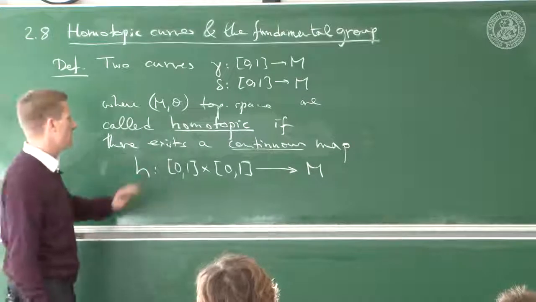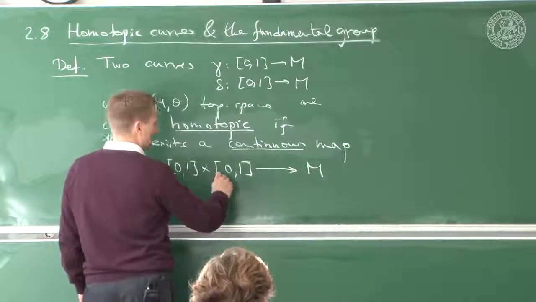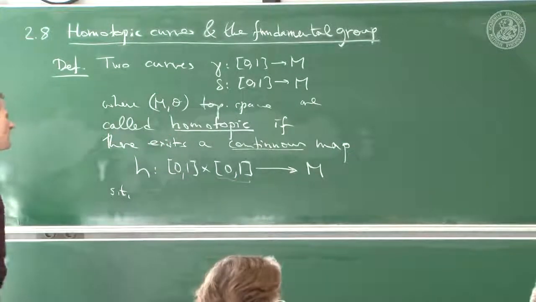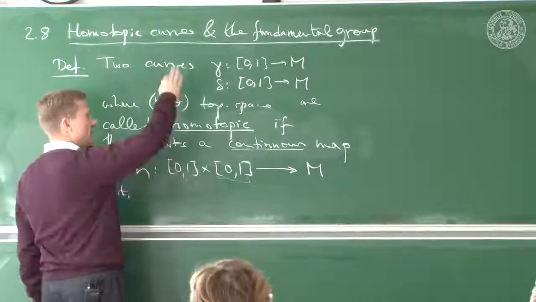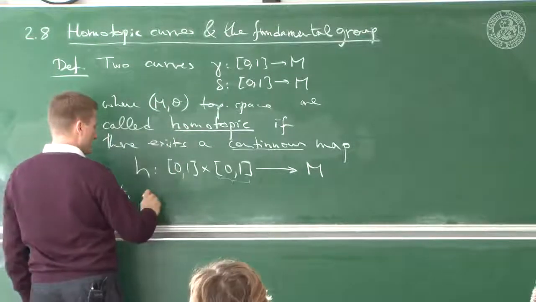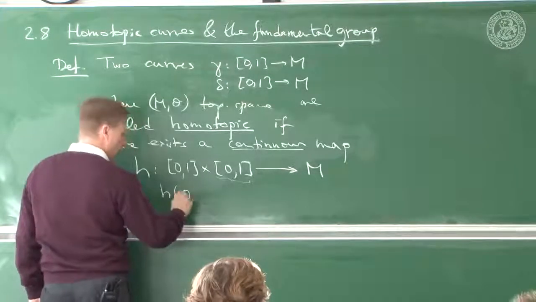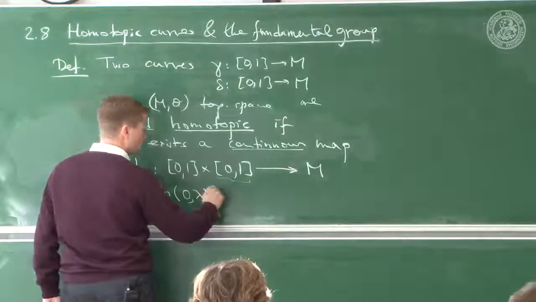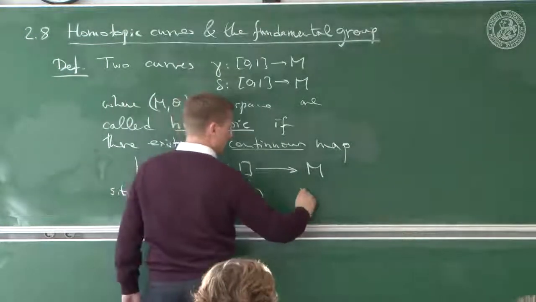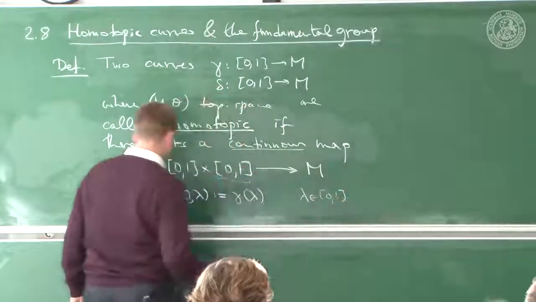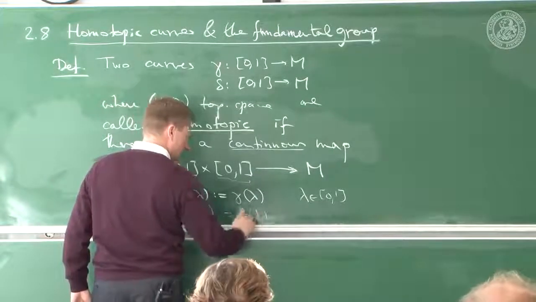If there exists a continuous map H from [0, 1] times [0, 1] to M such that, well, you can think of this parameter as still being the parameter that was here for the individual curves, and the other parameter as one that interpolates between the curves, so more precisely such that H of 0, lambda simply reproduces the curve gamma for lambda in [0, 1], and H of 1, lambda reproduces the curve delta of lambda.